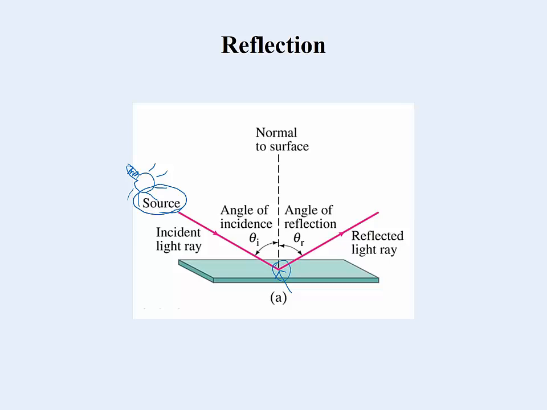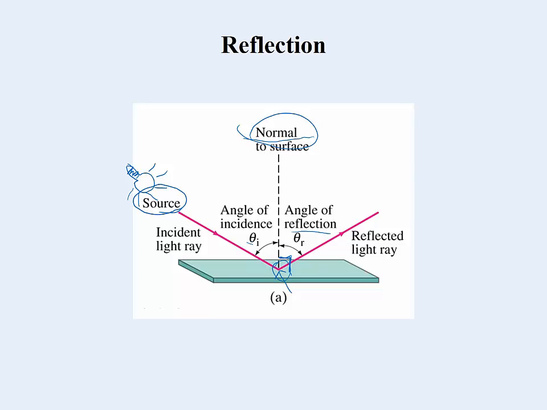Now remember that the normal line, as we've talked about it in other units, is a line that is perpendicular to our surface. So when we are measuring angles in this unit, we need to make sure that we're measuring them with reference to the normal and not to the surface itself. So we have the angle of incidence, the angle in which the light comes into the surface, and then we have the angle of reflection, the angle to which the light reflects off of the surface.